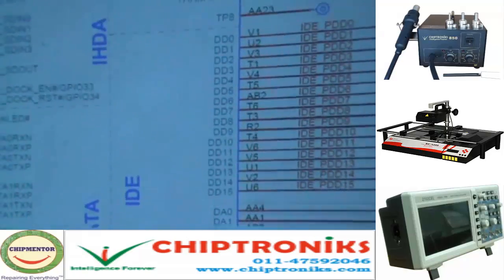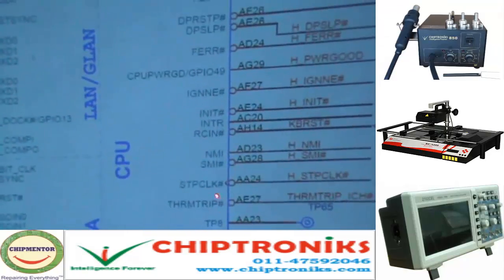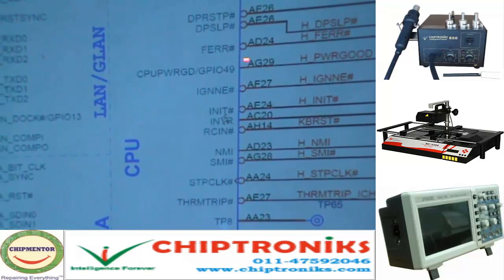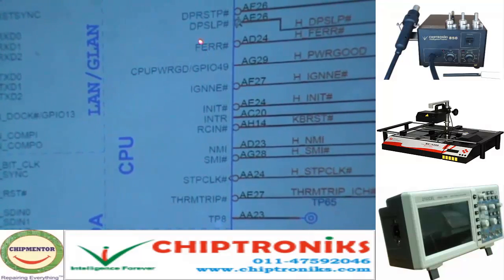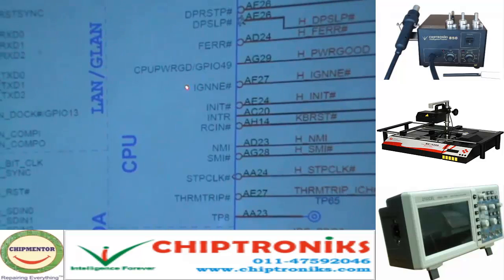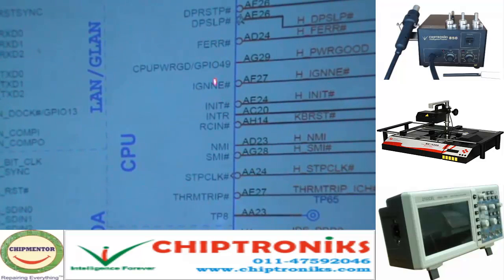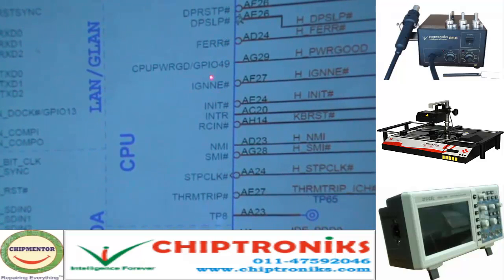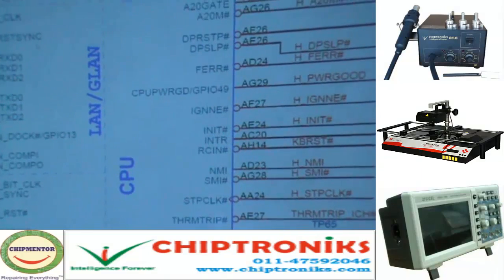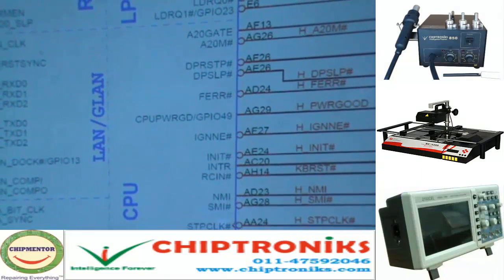Again, in the CPU section the important signals which we can measure are H power good, FERR and IGNNE. FERR and IGNNE are used for the floating point error capability, and NMI, SMI: NMI is non-maskable interrupt, SMI is system management interrupt. So these are the important signals in this page. We will go back to page number 20.